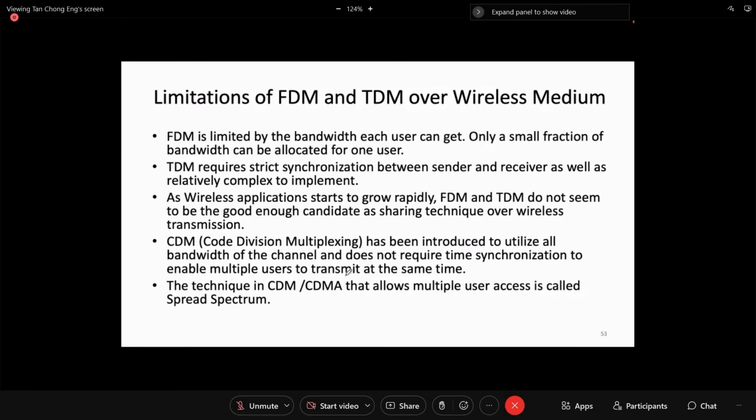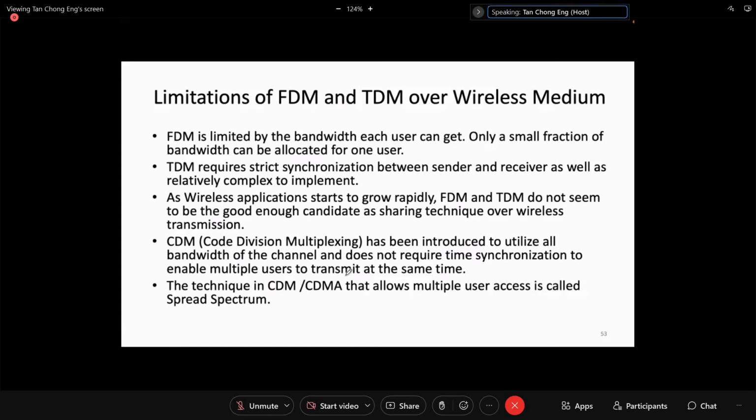All right. And then limitations. Some of these FDM and TDM techniques are very good on cable. But when they are transmitted over the wireless medium, they have a lot of limitations. These are some of the limitations that we can see. FDMA is limited by the bandwidth each user can get. Only a small fraction can be used by one user. And TDM requires strict synchronization because you run on the same clock. That's why you can send them at a very high speed.